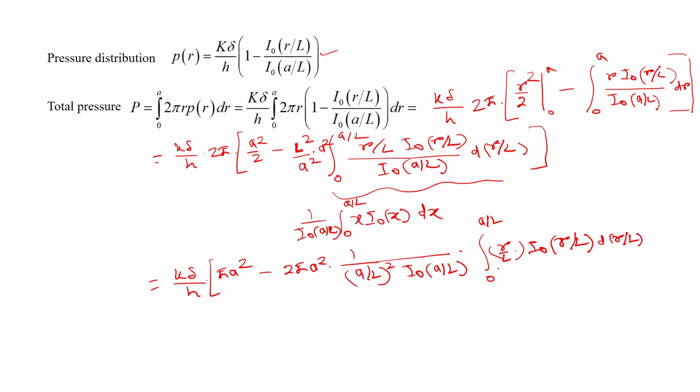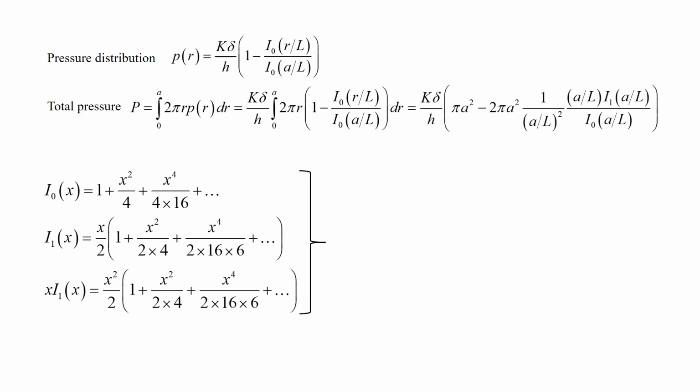So that is what we are integrating over here, and this portion will give rise to (r by L) into I1 of (r by L), from 0 to a by L, like this. So this is of order 1, this modified Bessel function of the first kind. So I is the modified Bessel function of the first kind, and 1 means this is of order 1. So that is what has been written here.